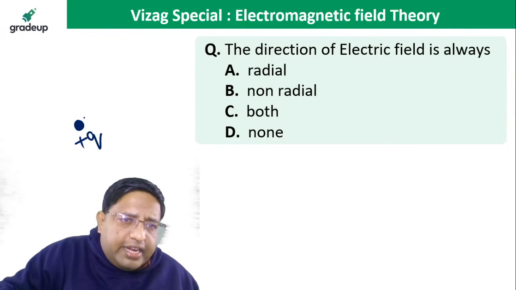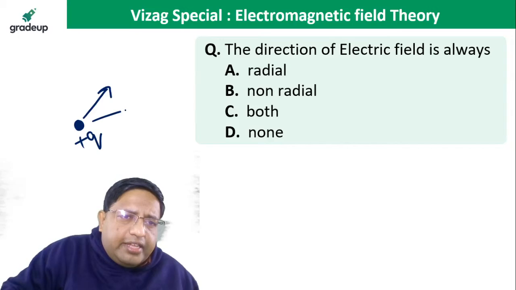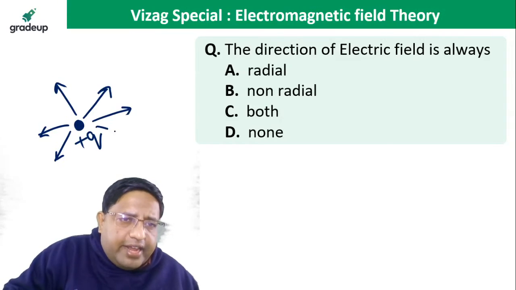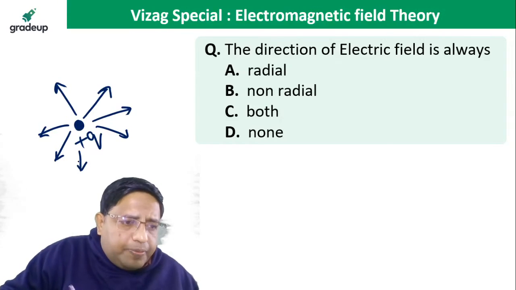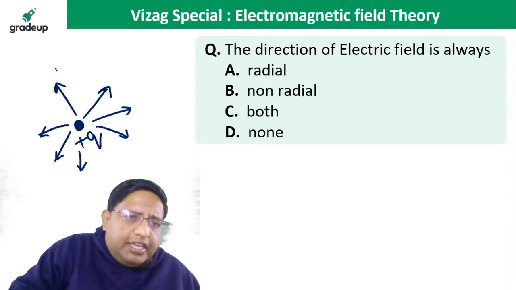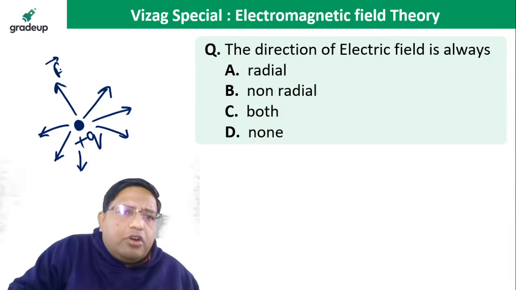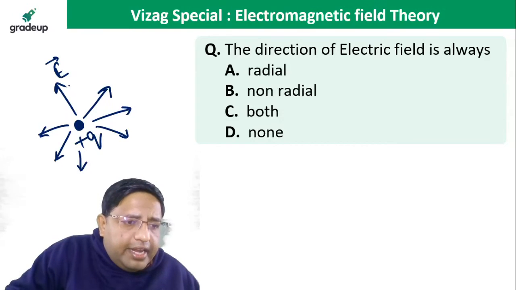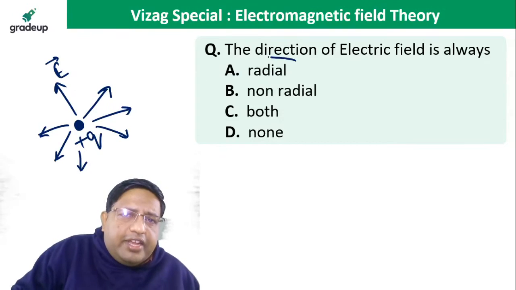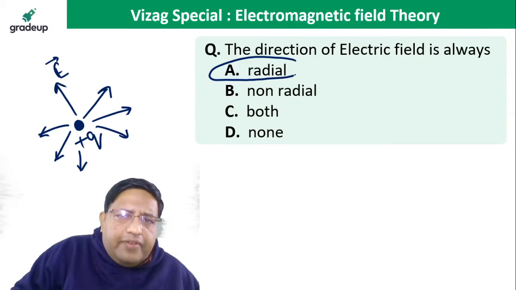Electric field direction is always radial. Yes, very good. Taks Patel, Avijit Namo, all have given the correct answer. These are the force direction or electric field direction. Electric field direction is always radial.